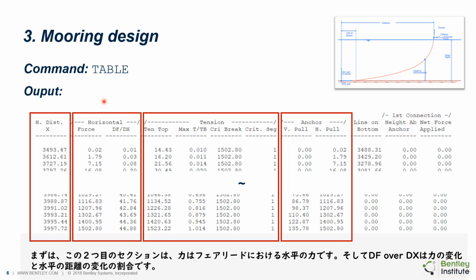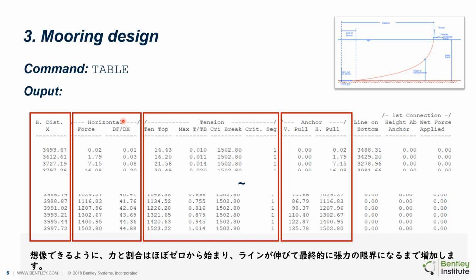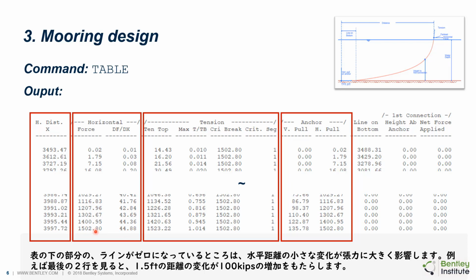First of all, in this second column, the force is the horizontal force at the fairlead, and this dF over dx is the ratio between the force change and the change of the horizontal distance. As we expect, the force and the ratio start from almost zero and increase as the line stretches, then finally reach the breaking tension specified. If we look at the lower part of the table, the line on the bottom is almost zero. So a small change in horizontal distance causes large tension in the line.